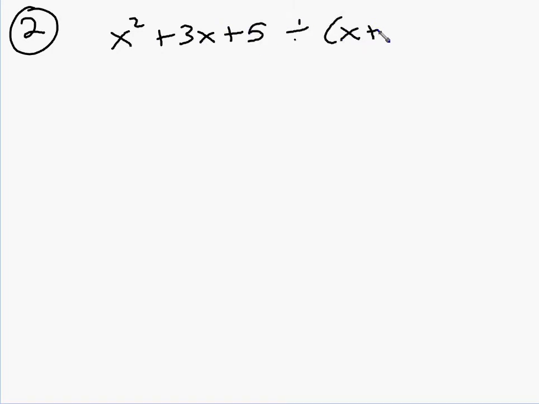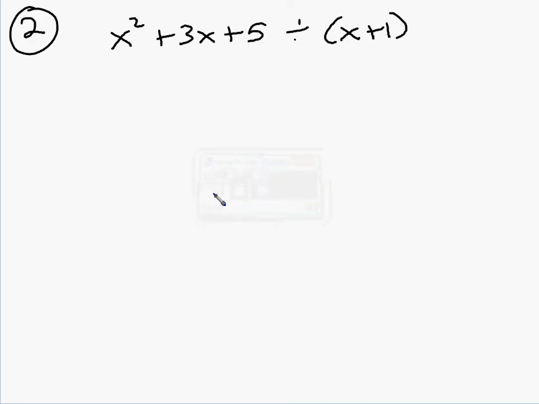Now, obviously, they don't all work out that fantastic. What if I have, let's just do another one here. Let's say that I have x squared plus 3x plus 5 divided by x plus 1. And I'm going to pause the video and let you kind of tackle that one on your own.